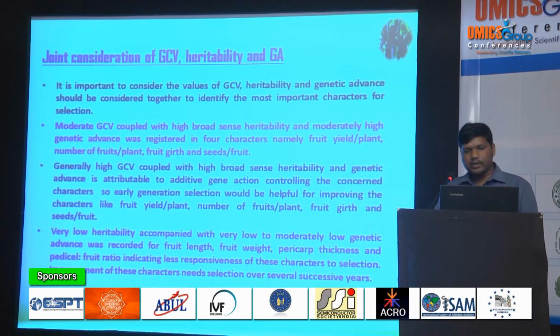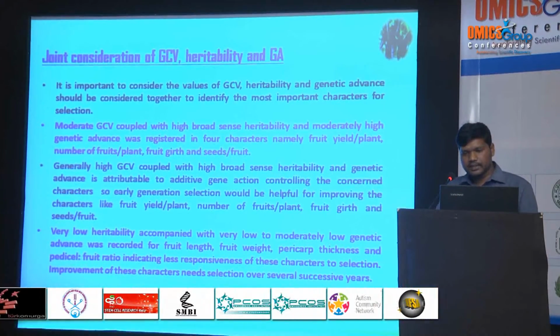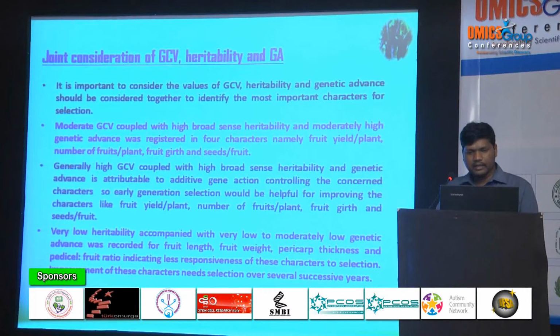Moderate GCV coupled with high broad sense heritability and moderately high genetic advance were registered in 4 characters, namely fruit yield per plant, number of fruits per plant, fruit girth, and seeds per fruit. Generally, high GCV coupled with high broad sense heritability and genetic advance is attributable to additive gene action controlling the concerned character. So, early generation selection would be helpful for improving the characters like fruit yield per plant, number of fruits per plant, fruit girth, and seeds per fruit.